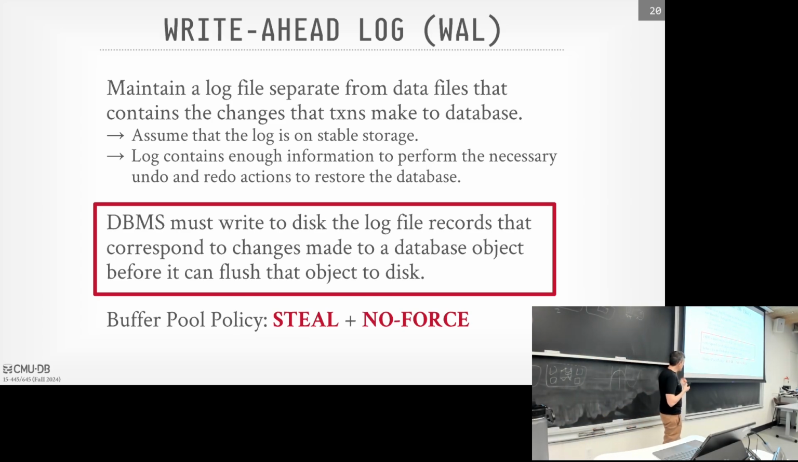So this approach is going to be using the steal no-force buffer pool policy. Steal means we're allowed to evict pages from uncommitted transactions if the log records for that uncommitted transaction have been written to disk. And no-force means that we don't require ourselves to flush out all the dirty pages in our buffer pool when a transaction commits. We just have to make sure that the log records have been flushed out to disk.